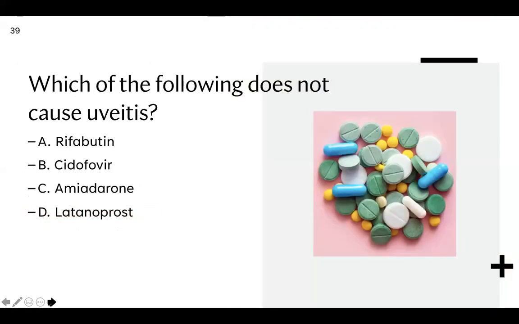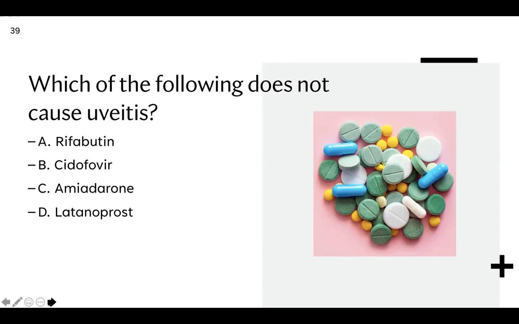Moving to question 39. Which of the following drugs does not cause uveitis? Is it rifabutin? Is it cidofovir? Is it amiodarone? Or is it latanoprost? Please start the timer. Rifabutin, cidofovir, amiodarone, and latanoprost. All these medicines, again, are not used for the same disease, used for different conditions. One of them does not cause uveitis. 5 seconds left on the clock.